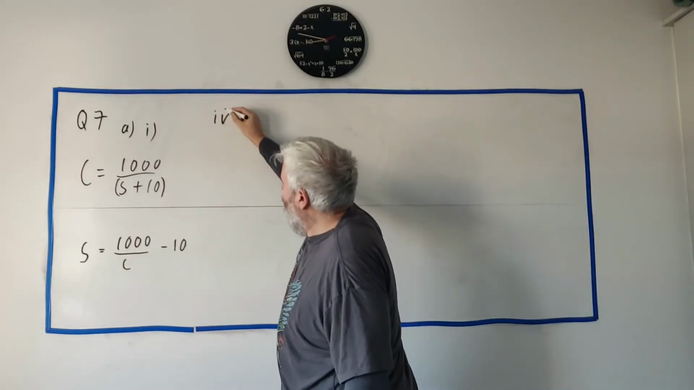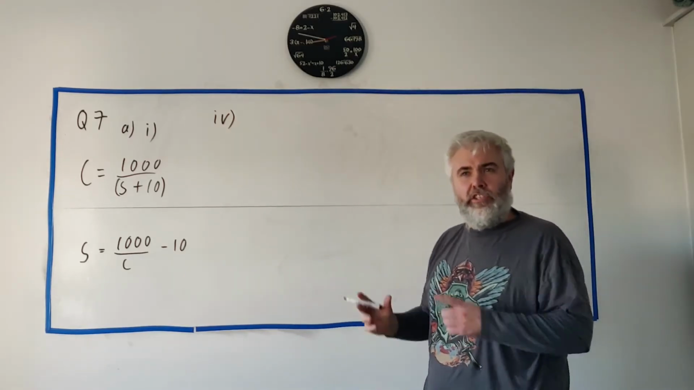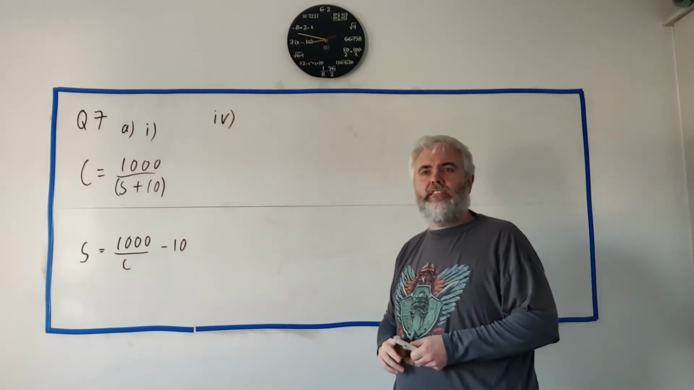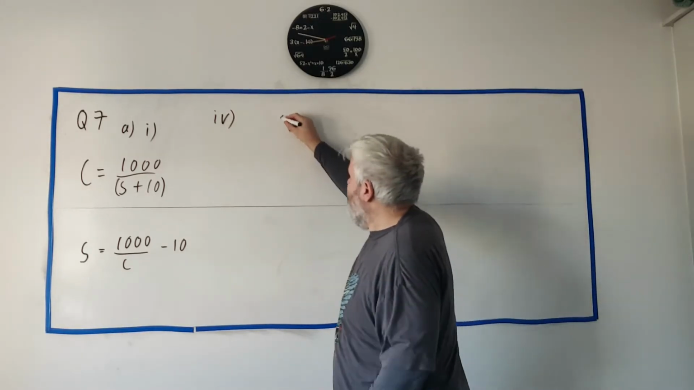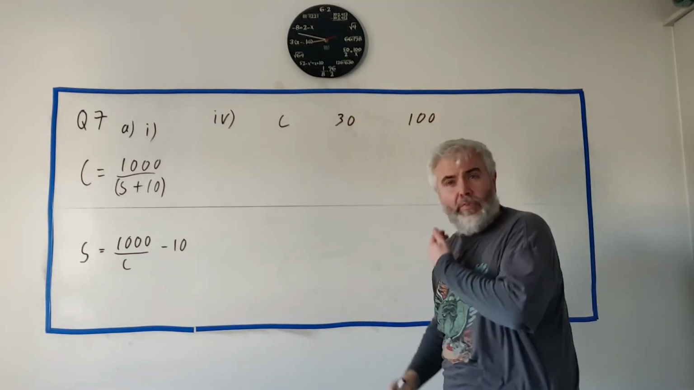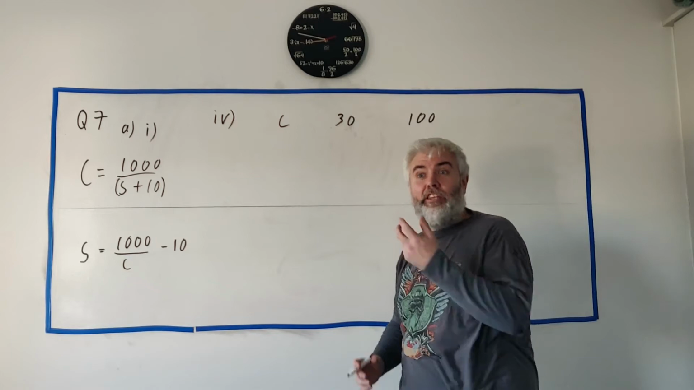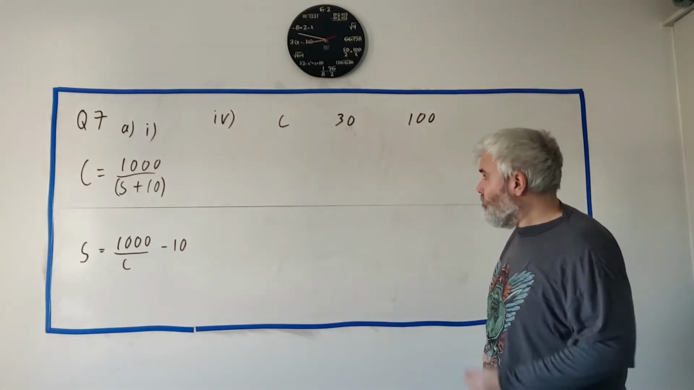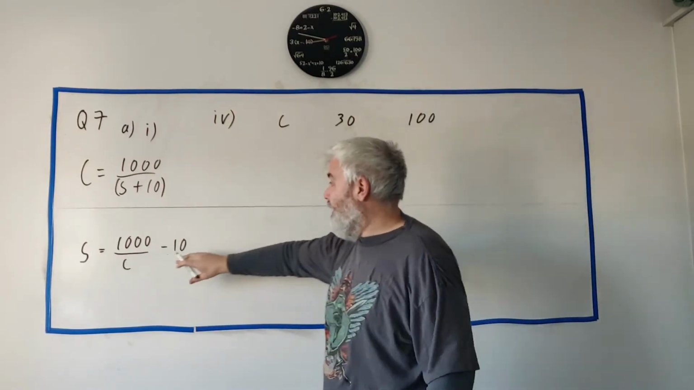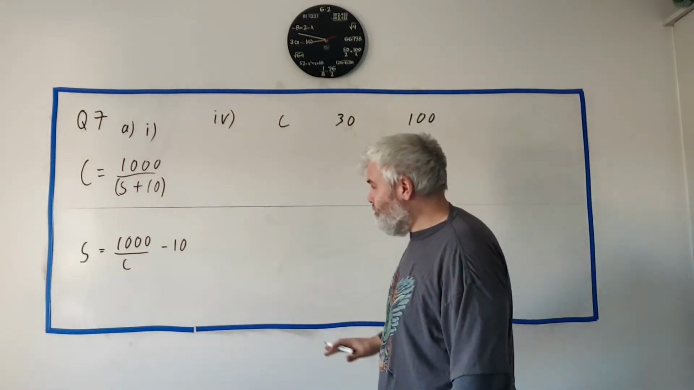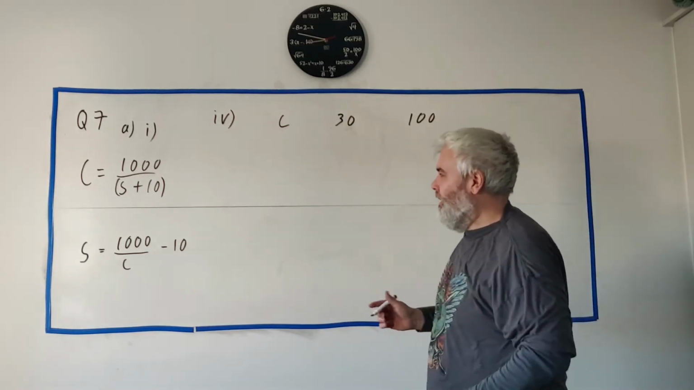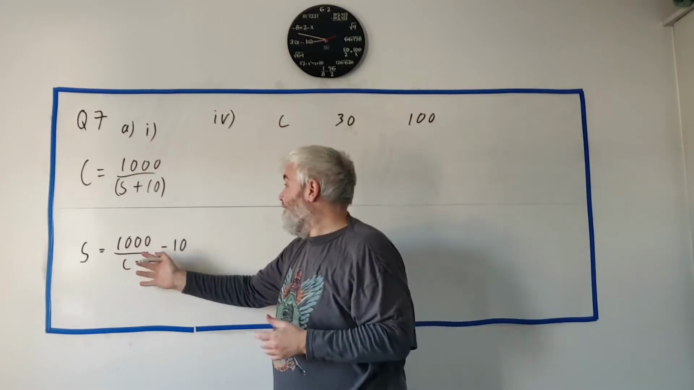Okay, in part 4, they tell us to use our answer from the last part, which is why I've written this here. And they tell us the values of C go from 30 all the way up to 100. And they ask us to find the range of values for S. So really we just put in numbers, the C numbers in here to find S. We could put in lots of them, but we're just going to put in 30 and 100 because we've already seen what a world like this looks like.